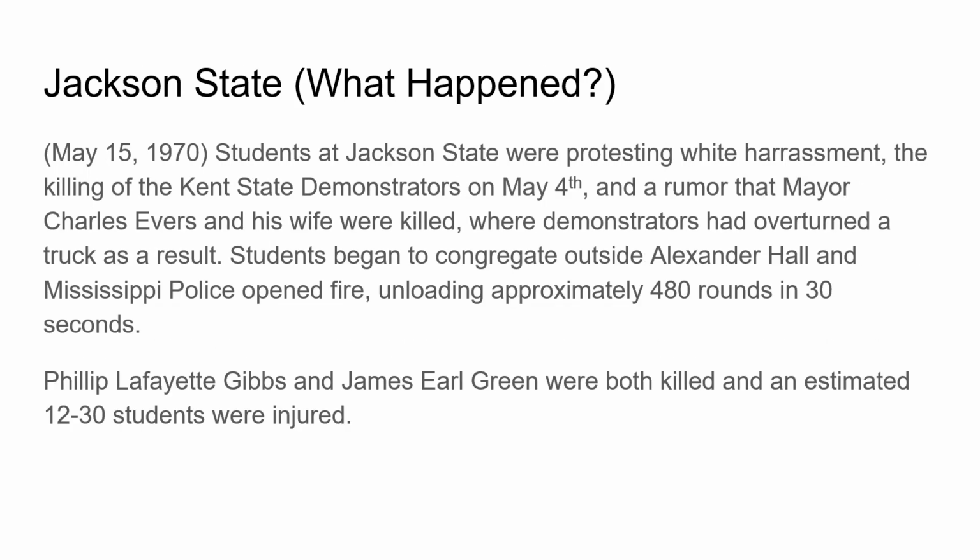At Jackson State, not quite 2 weeks later, students were protesting white harassment, the killing of the Kent State demonstrators on May 4th, and a rumor that Mayor Charles Evers and his wife were killed, subsequently where the demonstrators overturned a truck as a result. Students began to congregate outside Alexander Hall, which prompted the Mississippi police to open fire, unloading approximately 480 rounds in 30 seconds. Philip Lafayette Gibbs and James Earl Green were both killed, and an estimated 12 to 30 students were injured.